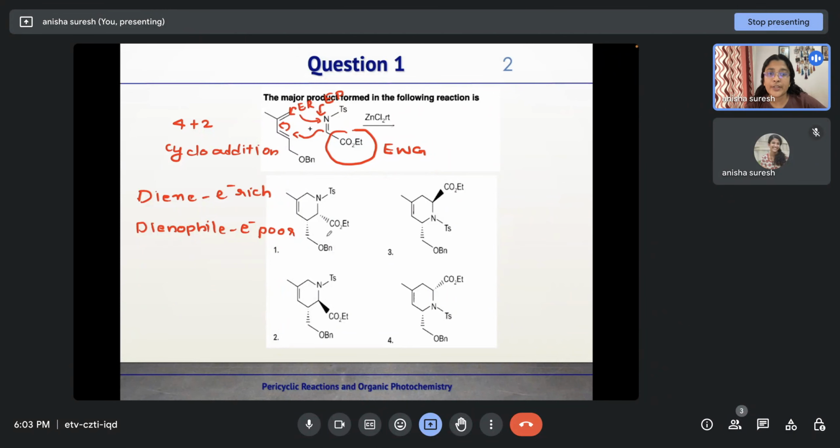So we can rule out the options like this one and this one. Electron rich center should react with the electron poor center. So the orientation will be in this fashion. Hence we can rule out option 3 and option 4. Now among 1 and 2, which will be the desired product, that we will see.